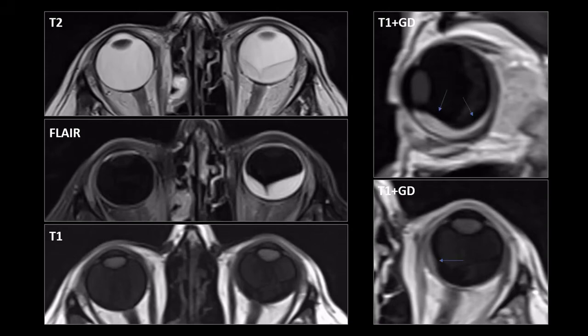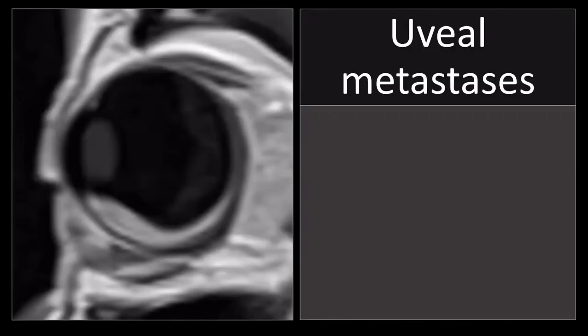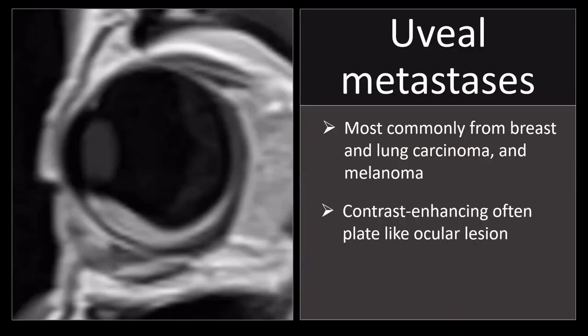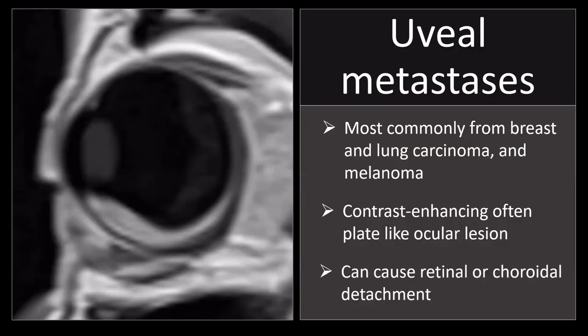This patient thus had a so-called uveal metastasis, and this is not that infrequent. It is the most common intraocular tumor, and the most common primaries are breast and lung carcinoma, followed by melanoma. The lesions are contrast enhancing and often plate-like, not nodular, and they can cause retinal or choroidal detachment.